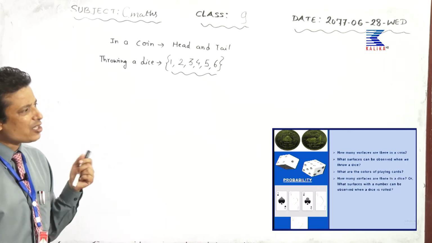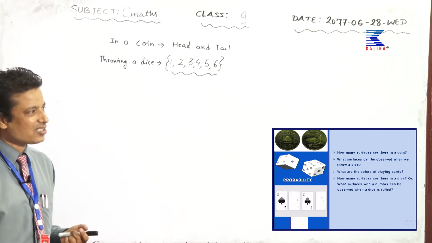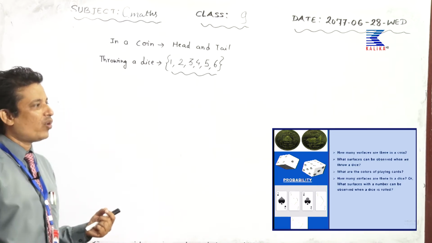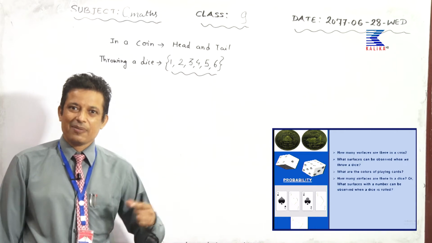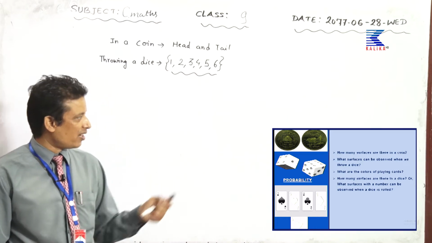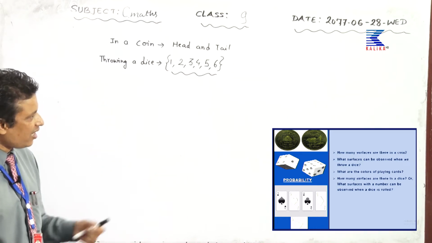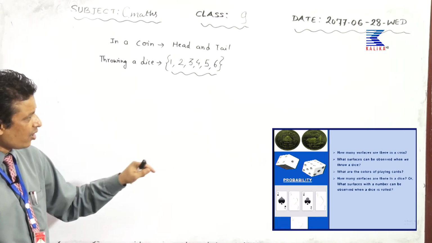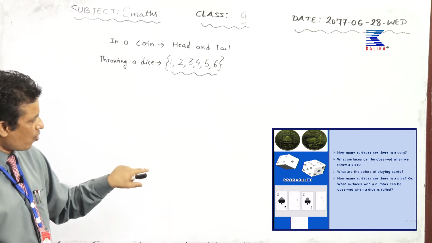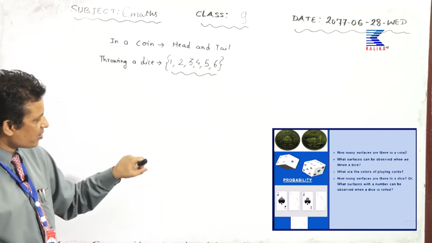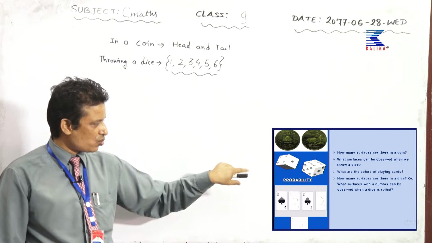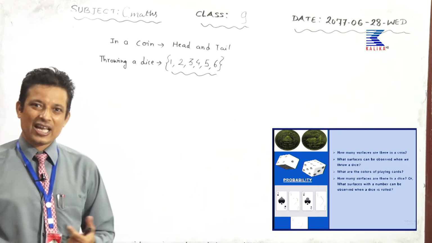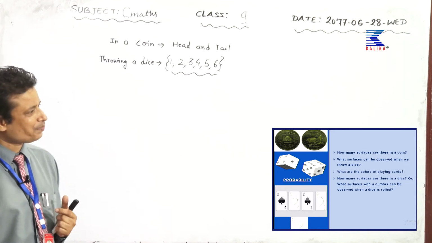Next, how many surfaces are there in a dice, or what surfaces with a number can be observed when a dice is rolled? Same as the second question, we have already discussed, and you can see here easily in a dice. In the picture also it is clear, dear student, you can see 1, 2, 4, 6, 5, 3. They are shown in these two dice there. So, these are the numbers that can appear in the dice.